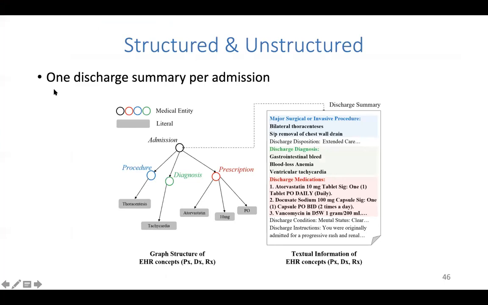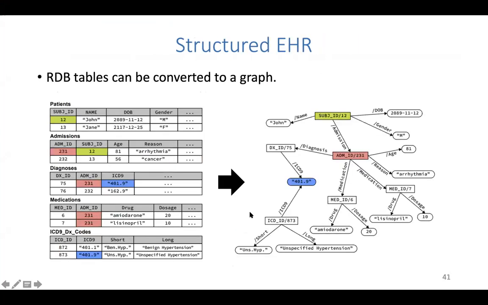As we are already familiar with, there's one discharge summary per admission. So this is an admission graph, just like the one you've seen. We don't consider the subject, the patient table. Under the patient table there will be multiple admissions, but since we're only dealing with one discharge summary at a time, we will consider one admission at a time. So we're just looking at this level here, this much.